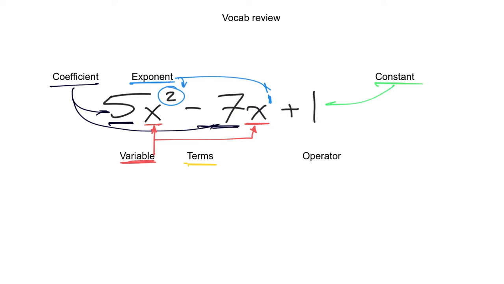Next word we're going to look at is term. This is new, maybe, for some of you. Terms are separated by addition and subtraction. So 5x squared is one term. 7x is another term, sometimes called -7x. And then +1, that is a term also.